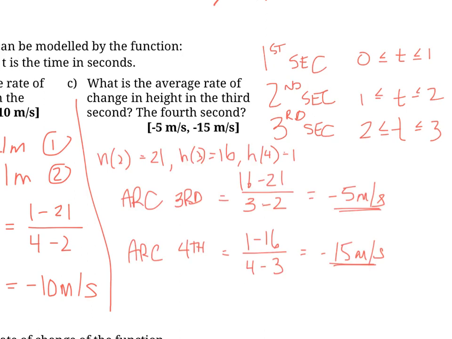Okay, so here's our answer as it says at the top of the page, right here actually. First I calculated what h at 2, 3, and 4 were, because you need all those to calculate these. And then I calculated at the 3rd second, it was negative 5 meters per second, so again it's falling. And in the 4th second, between 3 and 4 seconds basically, that's also falling at a rate of negative 15 meters per second. So it's basically speeding up in the negative direction.